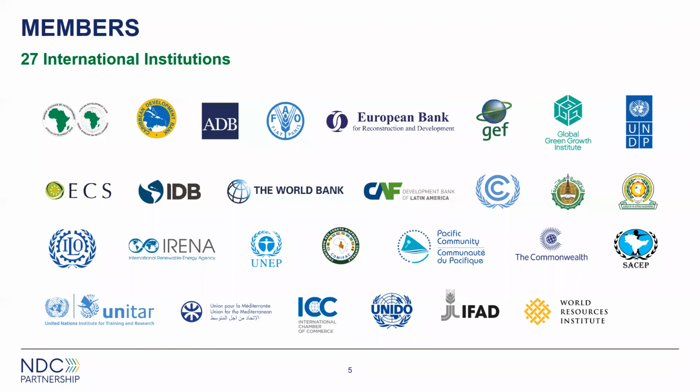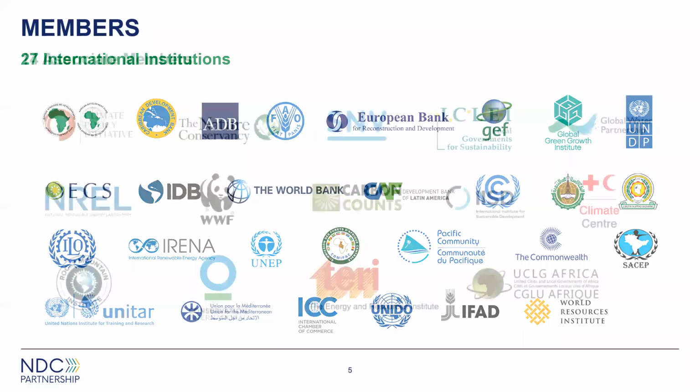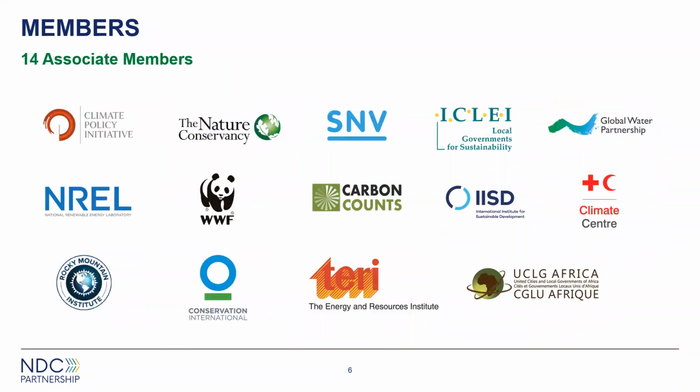We have also grown our membership in terms of our institutional members. These are mostly intergovernmental organizations, UN organizations, multilateral development banks, regional organizations, and organizations that specialize in specific topics from all around the world that are dedicated and committed to supporting countries in the implementation of their climate priorities, and now on the preparation of new, more ambitious NDCs. Finally, we have also grown our associate members. We are now 14 associate members representing civil society.